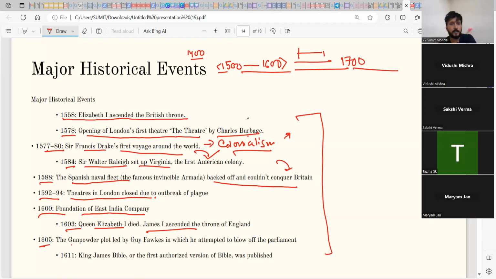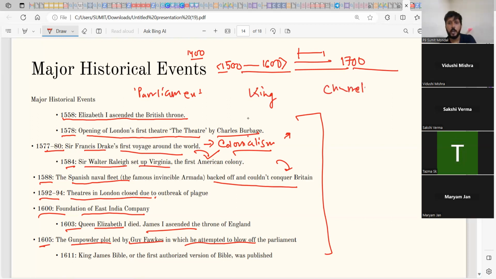So 1605, the Gunpowder Plot led by Fawkes, is a very important political event in which he attempted to blow up the parliament. Okay, there was a fight between the parliament and the king. Between whom? Look, there were three major stakeholders. Understand this backdrop a little.